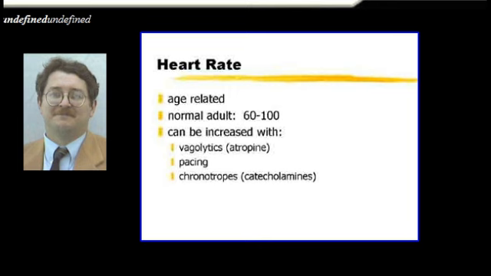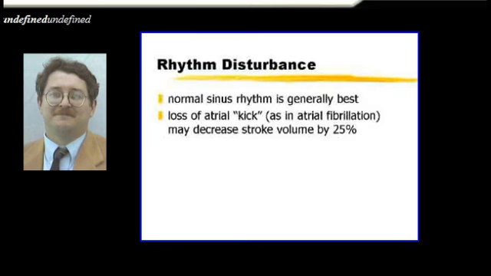Chronotropic agents such as isoproterenol can be administered, or in the post-op cardiac surgery setting, it's often easy to pace the patient. It's important to make sure the patient's in an optimal cardiac rhythm, and normal sinus rhythm is generally best. Patients often, after heart or lung surgery, go into atrial fibrillation. In this case, they lose the atrial contraction, a component of ventricular filling, and this can decrease stroke volume by up to 25%.